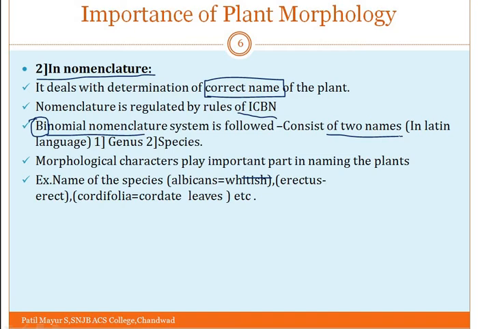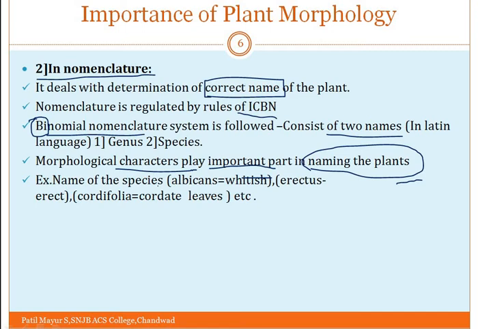So it consists of 2 names. First one is the genus name and second one is the species name. Genus name is actually a noun and species name is an epithet. We will discuss that in some other topic. But we are concerned with the importance of plant morphology. So how does this nomenclature system use plant morphology? The morphological features or characters play a very important role in naming the plants.